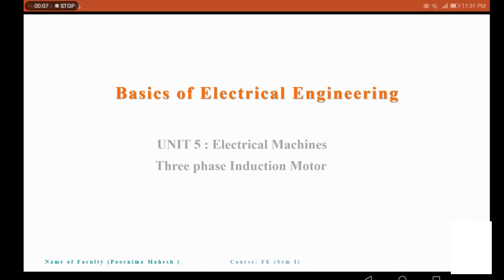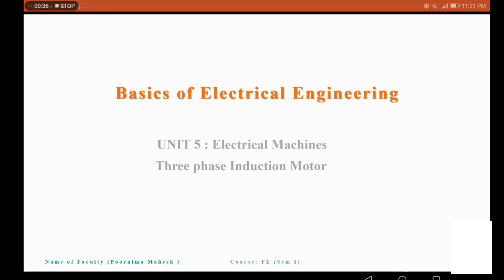Today we are starting the fifth unit, which is electrical machines, and we are going to discuss three-phase induction motor. We'll be covering this topic in two lectures, and in today's lecture we'll be discussing the construction of induction motor, the constructional detail, and we'll be discussing the types of induction motor.